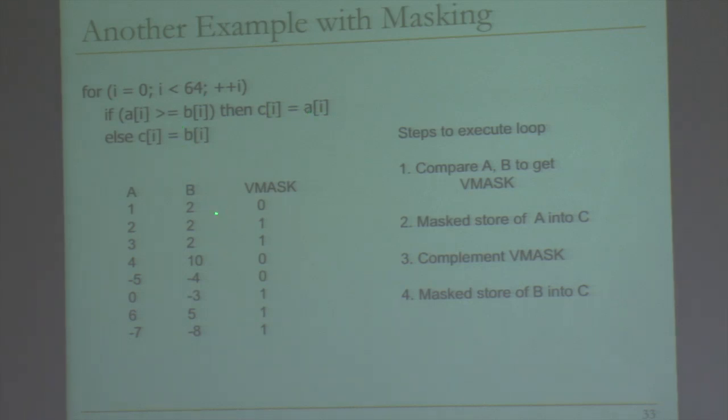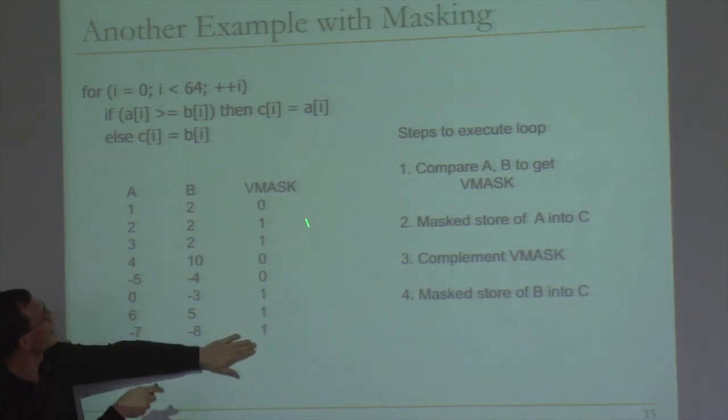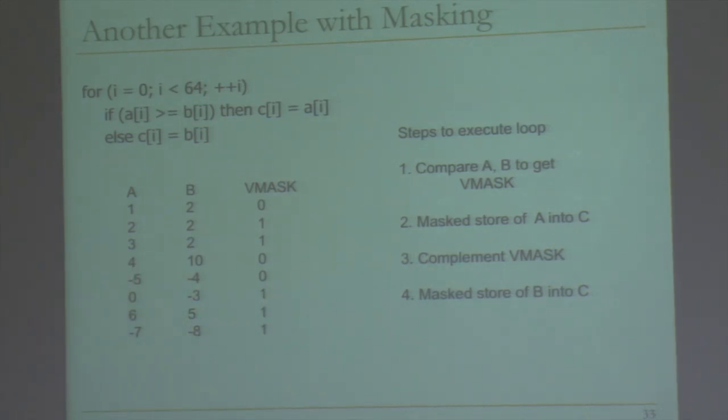How do you do this? Well, you first compare A and B in a vector way to get the vector mask. And the vector mask looks like this. And then you first store A into C, and only those stores that satisfy the vector mask or satisfy this condition will be done. Everything else will not be done because they're set to 0. Now to do the else part, you can complement the vector mask register, and you can do the store of B into C. So you can actually do operations on the vector mask register also.